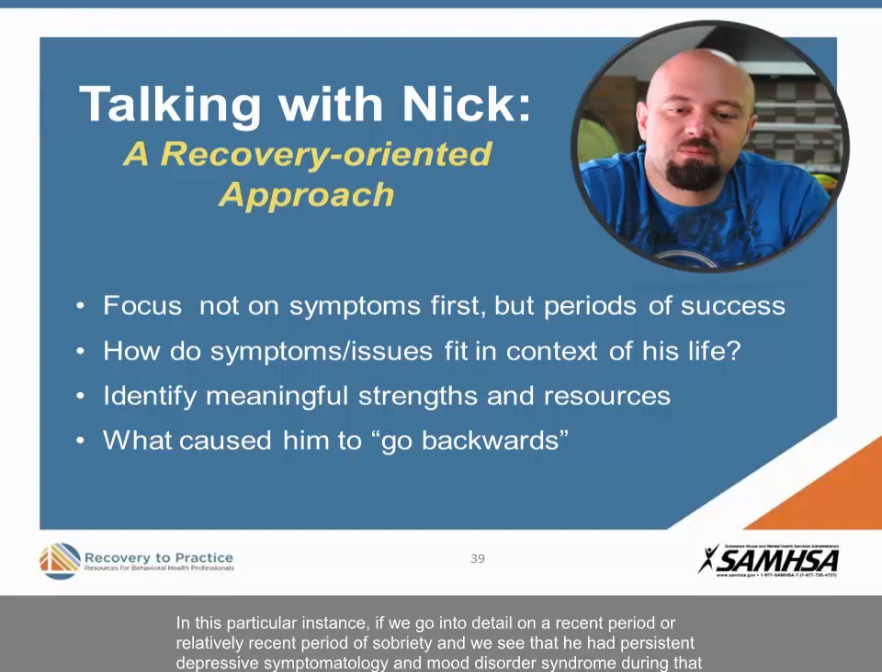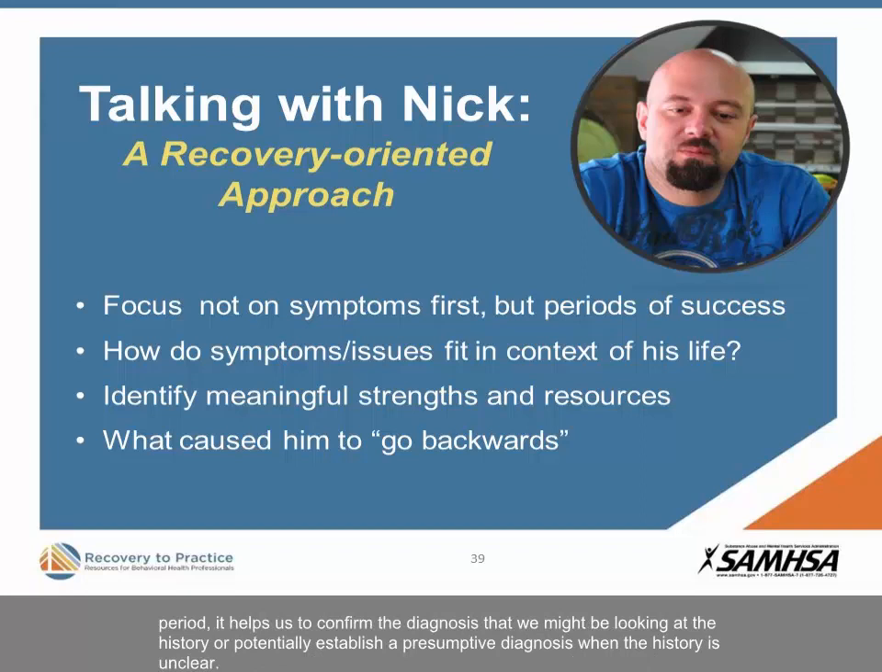And in this particular instance, if we go into detail on a recent or relatively recent period of sobriety, and we see that he had persistent depressive symptomatology and mood disorder syndrome during that period, it helps us to confirm the diagnosis that we might be looking at by history, or potentially establish a presumptive diagnosis when the history is unclear.